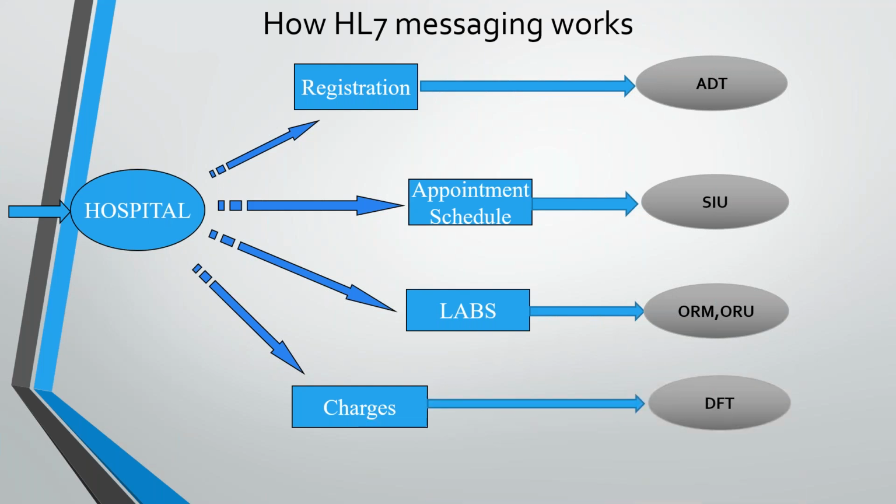Next, we have charges-related information, which is transacted through a DFT, which is detailed financial transaction. It is represented with the help of that particular acronym. If you observe, each and every message code has its own meaning. It's not that they gave whatever name they liked. These codes are defined by the HL7 standard, and they did not give them just like that. Every message code has its own full form, and it gives a systematic, representative meaning.